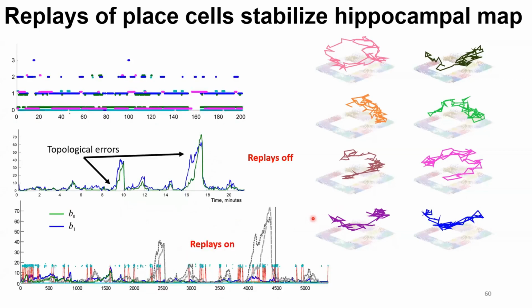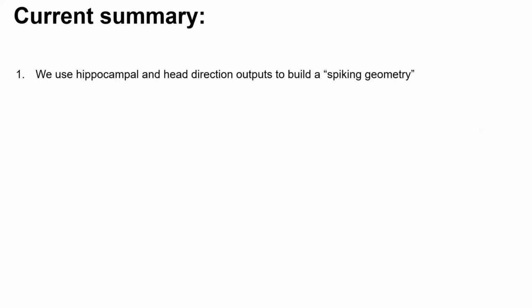It's a kind of separate story. But in the last analysis I talked about, we were producing straight lines. These replays are not necessarily straight; they're arbitrary paths, and we're using them to stabilize the topological map. But the way we're using them in this new model is to generate information through geometry. So this is kind of an offline topic.